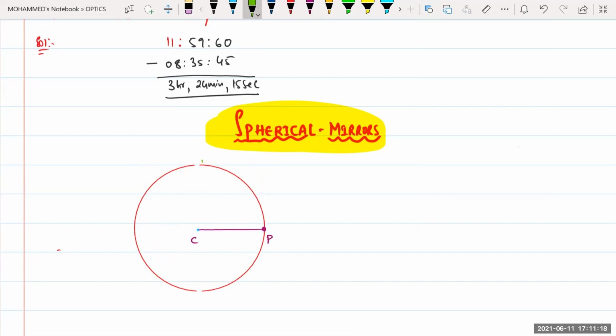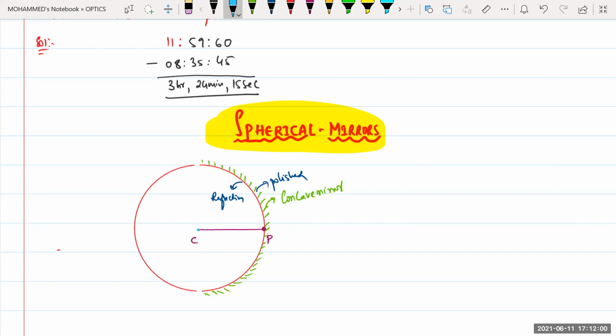If it is silvered on the outer side, this is known as the polished surface. The inner surface will be reflecting. Such a type of mirror is called what, beta? A concave mirror.